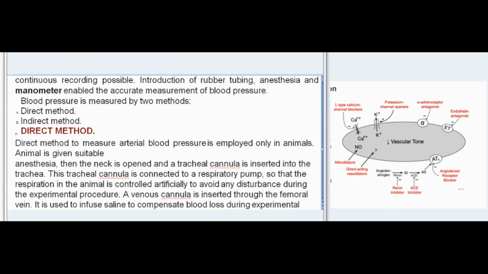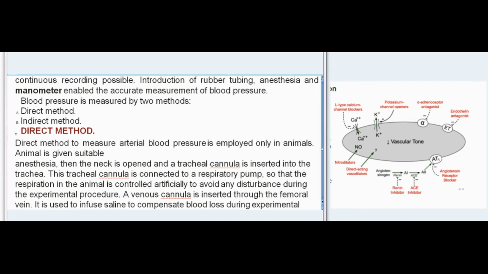Introduction of rubber tubing, anesthesia, and manometer enabled the accurate measurement of blood pressure. Blood pressure is measured by two methods: direct method and indirect method. Direct method. Direct method to measure arterial blood pressure is employed only in animals.